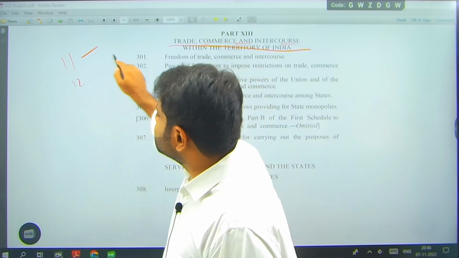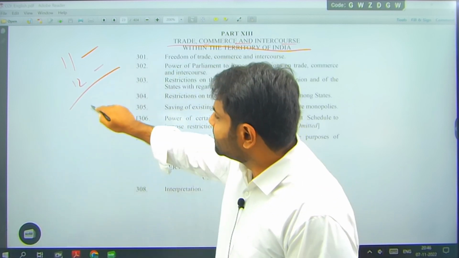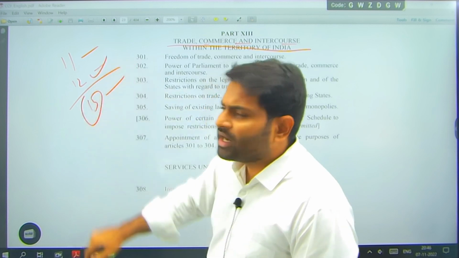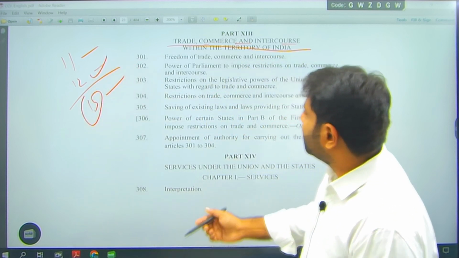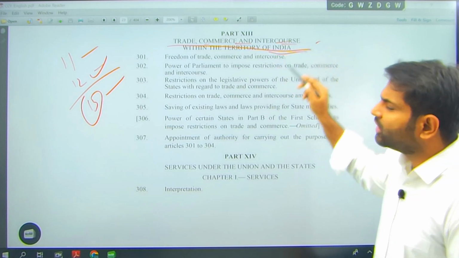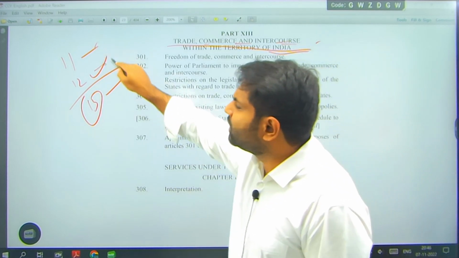Part 12 is dowry, finance. Part 13 is trade, business. With the money we get from dowry, we do the business, right? Example, trade, commerce and intercourse within the territory of India. So this is how you remember 11, 12, 13 parts.